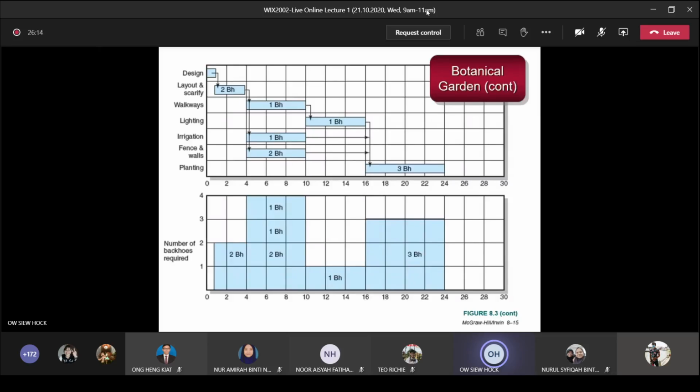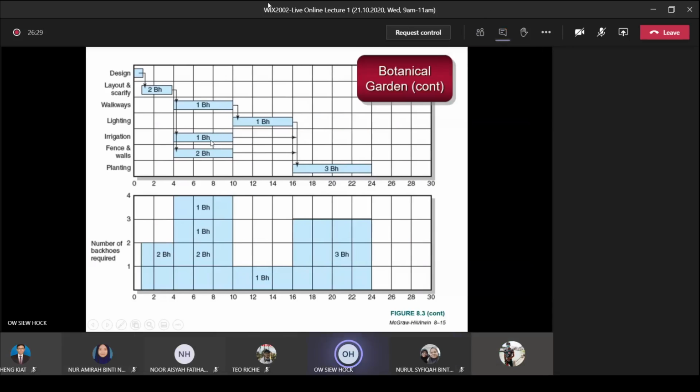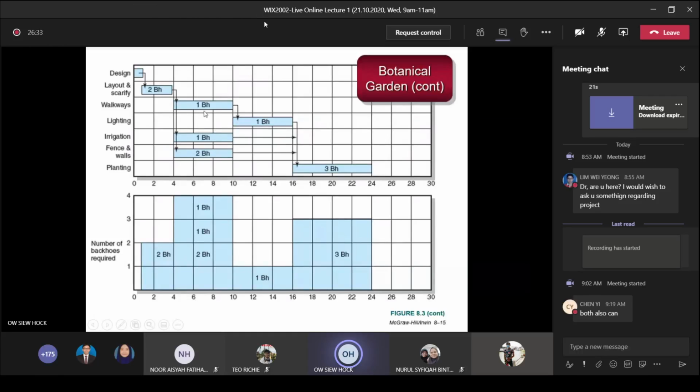Any idea? Irrigation, or fence and wall? Irrigation. If you bring irrigation here, the remaining is 2 plus 1, which is 3. So if you start this one from here, this part becomes 3 units, 2 units, 3 units, and then 2 units, 3 units. So if you delay irrigation and start from here onwards, the resources you require are 2 units at the beginning, followed by 3 units, then 2 units, 3 units. So it's 2, 3, 2, 3. Can you see there's still a fluctuation? 2, 3, 2, 3, up, down. See or not?